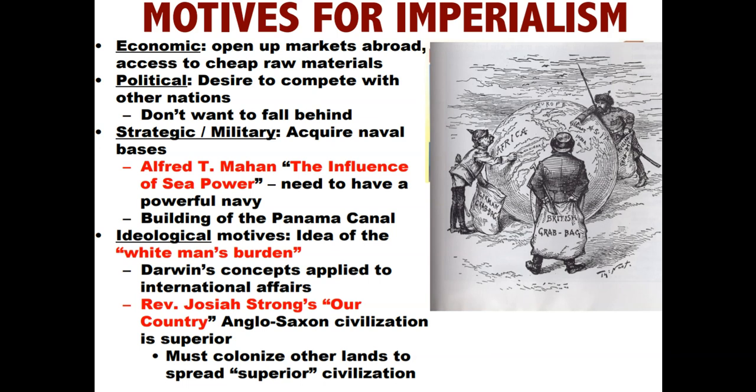And ideological motives, basically the idea of the white man's burden. Darwin's concepts apply to international affairs now. Reverend Josiah Strong in our country basically said that Anglo-Saxon civilization is superior and must colonize other lands to spread superior civilization. So the idea is that the United States, a white man's country, basically had the right to go to other nations and basically take over them and civilize them.